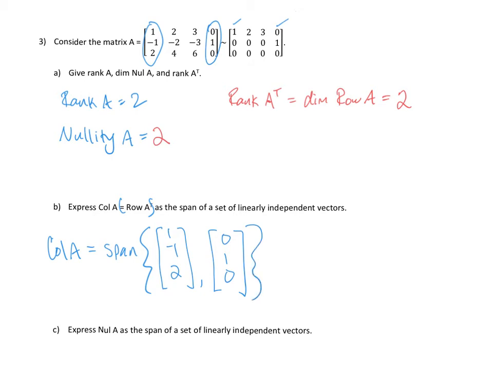That's a linearly independent spanning set, also known as a basis. Okay, C: express null A as the span of a set of linearly independent vectors. So here you have to imagine that you have solved AX equals 0, right? Because that's the null space. That's how you find the null space. Null A is solutions to AX equals 0.